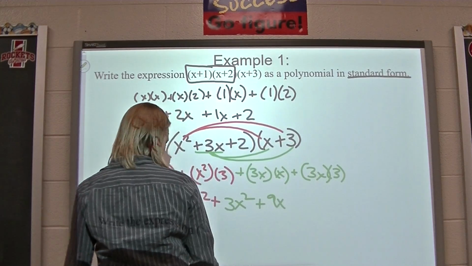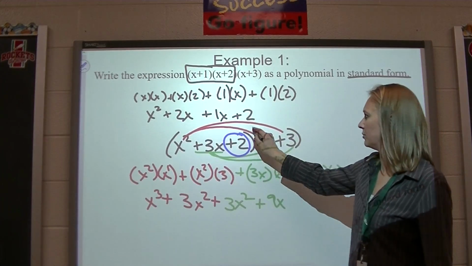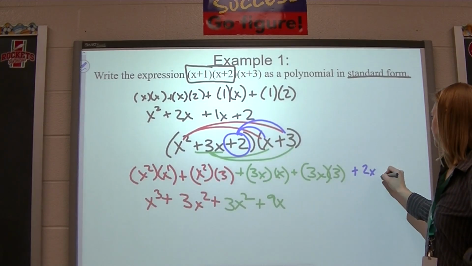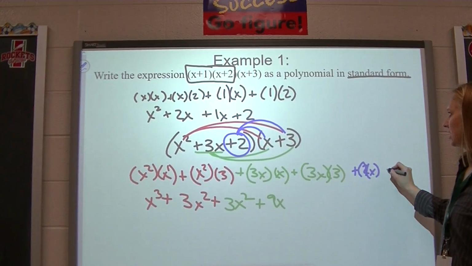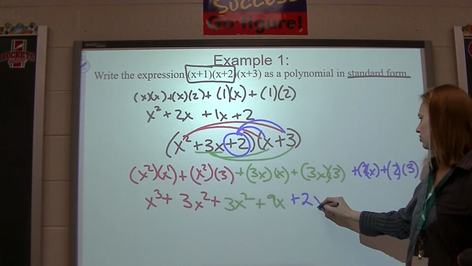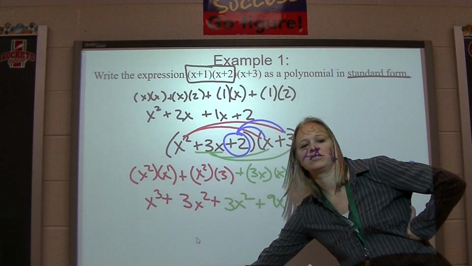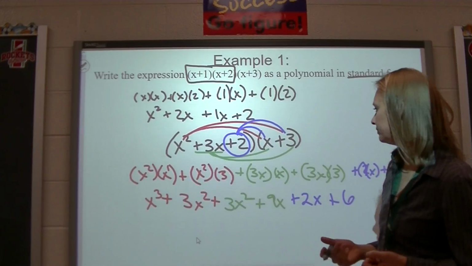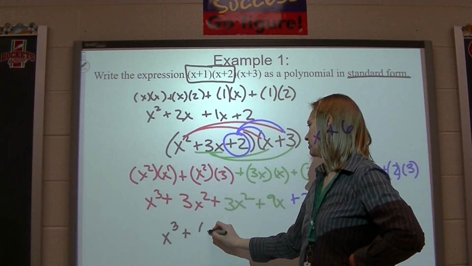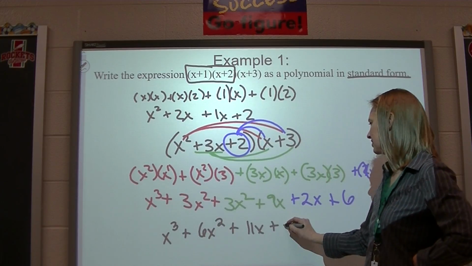and then plus 3x times 3, well that's 9x, and then we have this last term that we need to multiply to both terms in the other set of parentheses as well. So we're going to have plus 2 times x, and then plus 2 times 3. Well, 2 times x is 2x, 2 times 3 is 6. And then it's just a matter of combining your like terms. So we'll do x cubed plus 6x squared plus 11x plus 6.